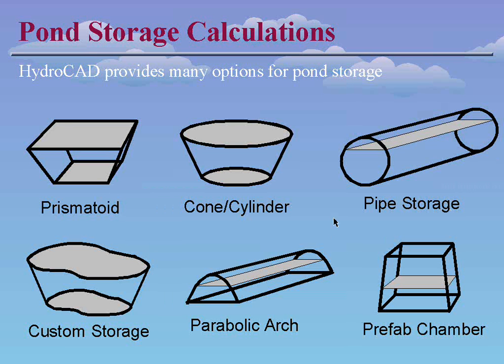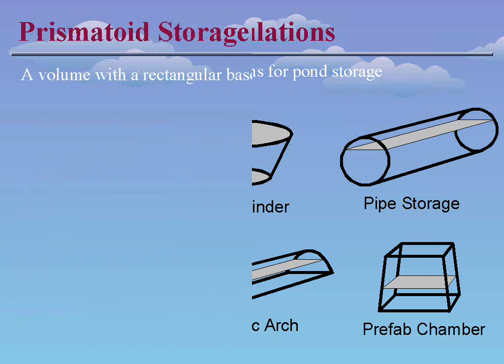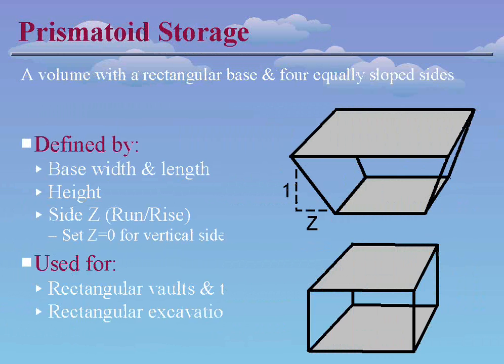There are quite a number of different storage options that are available in HydroCAD for modeling pond storage. And basically, you're going to pick an option that most closely resembles the particular shape that you want to model. One of the most basic is prismatoid storage, and you could use this for a tank or a rectangular vault, anything that's got basically four sides, either vertical or sloped.